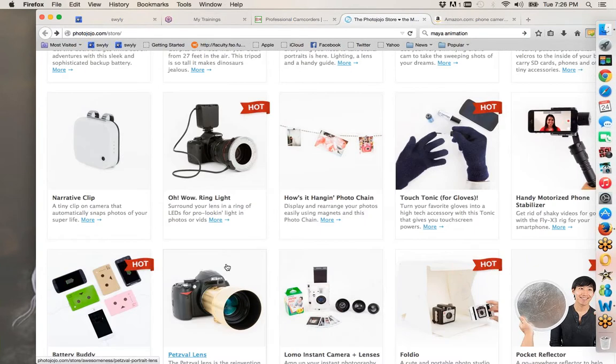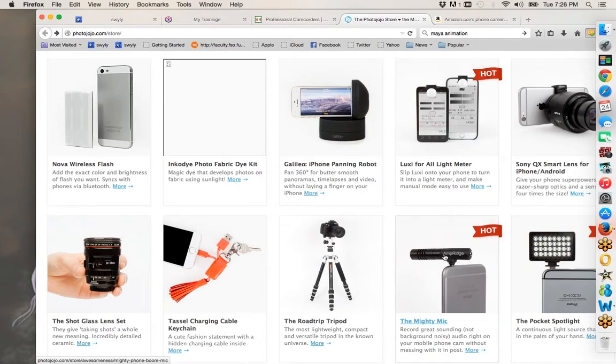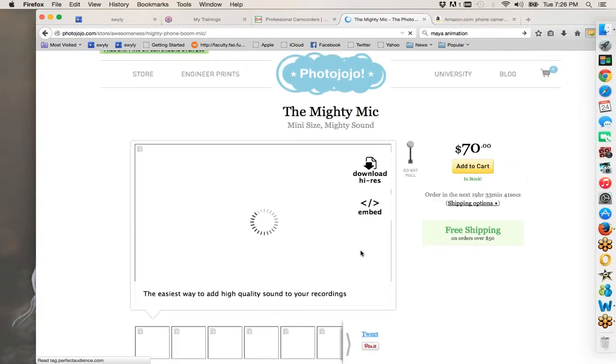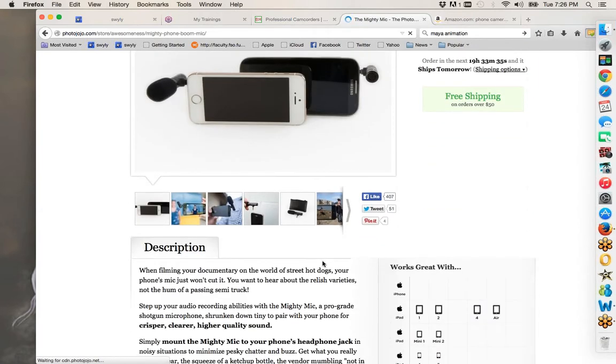And the nice thing about these is they have mics coming out now, which I really am excited about. This one is just a really nice little microphone. It's a little shotgun microphone that attaches directly to your phone and gives you better sound.